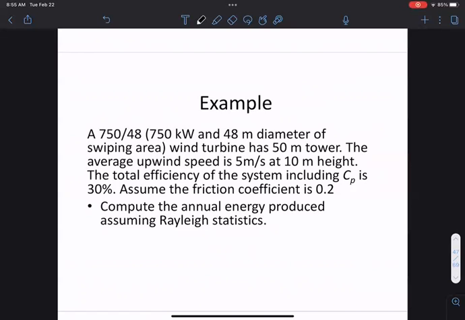We're going to assume Rayleigh statistics to give the energy produced by a turbine like this. So I have a 700 kilowatt wind turbine, this tower. I have an average wind speed of 5 meters per second. I have some efficiency, I have some friction coefficient, so this is the alpha number we have. Let me compute the annual energy. Basically, this tells you the mean of the distribution. Based on this mean, we have to do all this calculation.